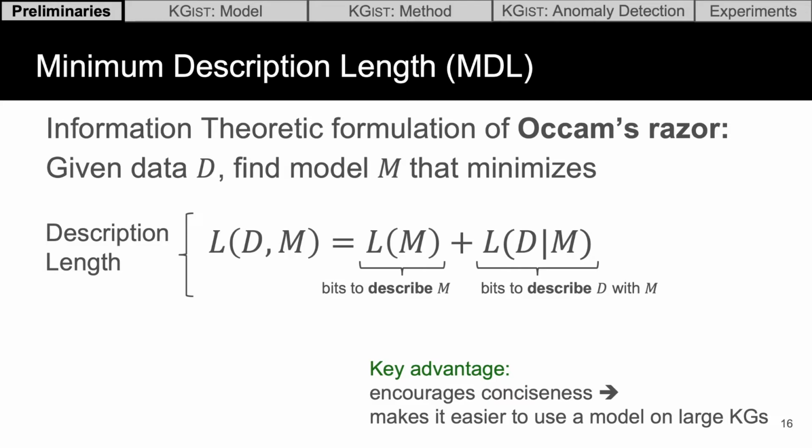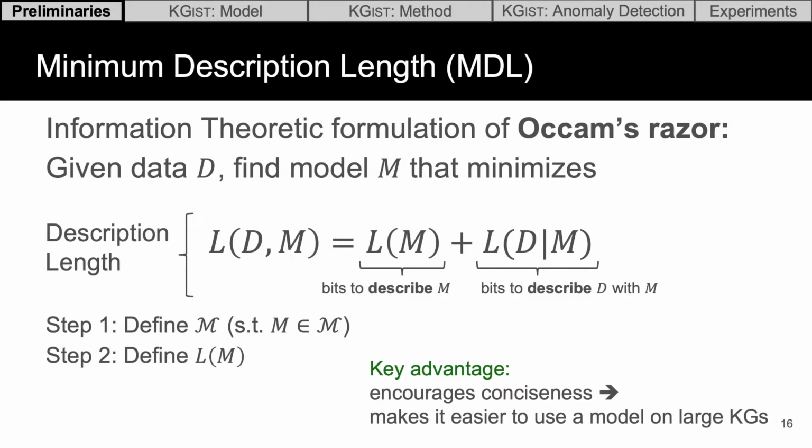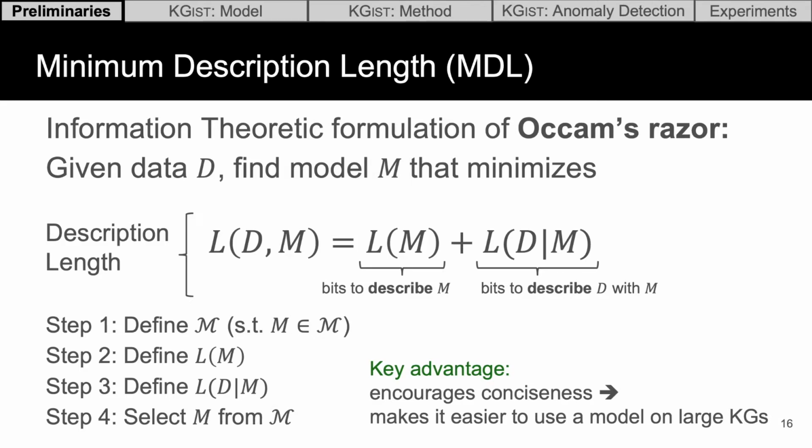Because we're trying to minimize the number of bits, it encourages conciseness, which leads to a smaller model, which makes it then easier to use our model to refine large knowledge graphs. There are 4 steps involved in this. The first is to define what a model is, or to define the model space. The second step then is to derive or define the description length for the model, and also the description length for the data under the model. And the 4th step is to select a model from the model space, namely the one that minimizes, or at least approximately minimizes, the description length.